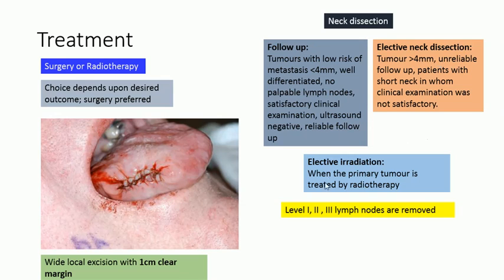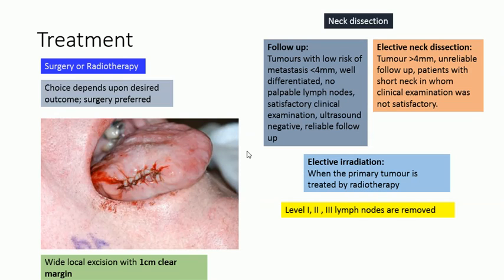There's another option called elective irradiation. Elective irradiation is used when you choose radiotherapy primarily as the treatment of choice. In that case, you want to do radiotherapy and you don't want to do surgical excision of neck lymph nodes. So with radiotherapy, you also give an additional elective irradiation to the neck nodes. That is when the primary tumor is treated by radiotherapy.